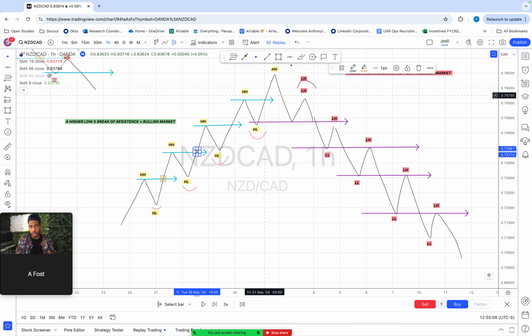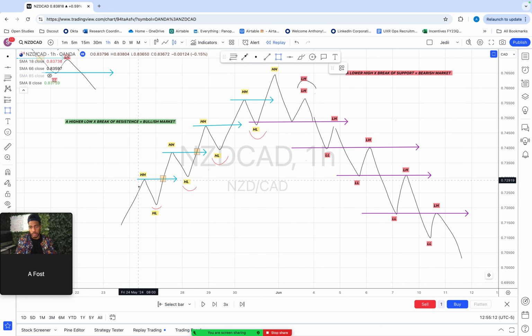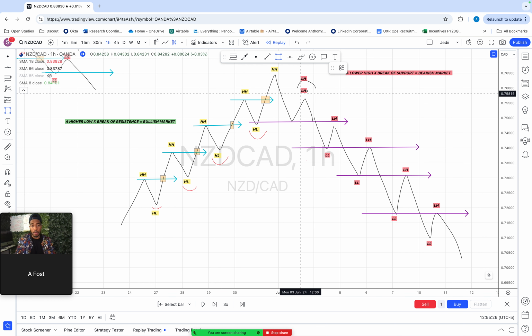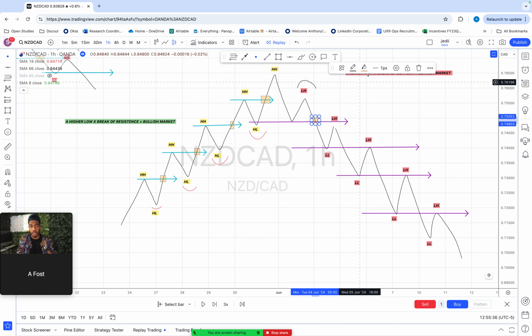So all along here, it broke out of the resistance. It broke out of this resistance, higher high, higher low. Broke out of this resistance, higher high, higher low. Broke out of the resistance here, higher high, higher low. Broke out of resistance here, higher high, higher low, right? Came up, created a lower high, which is a sign of bearish pressure. And then we had the confirmation with the break to complete that equation.